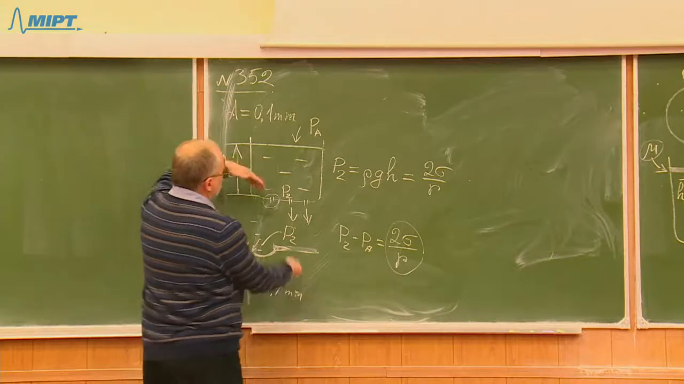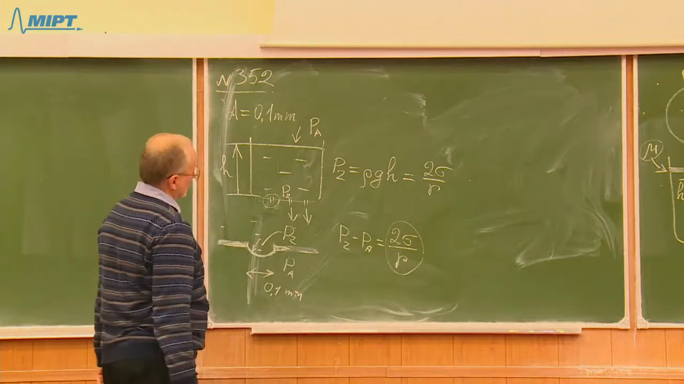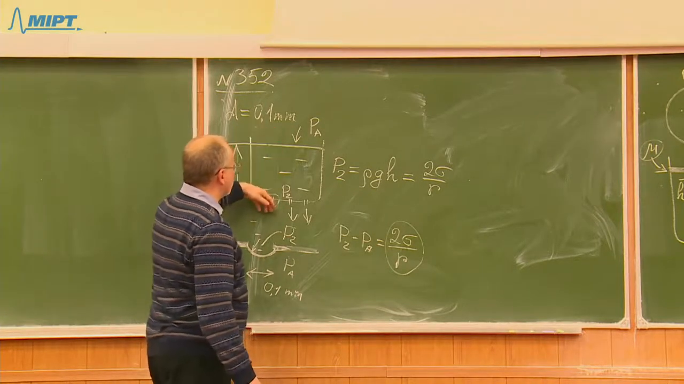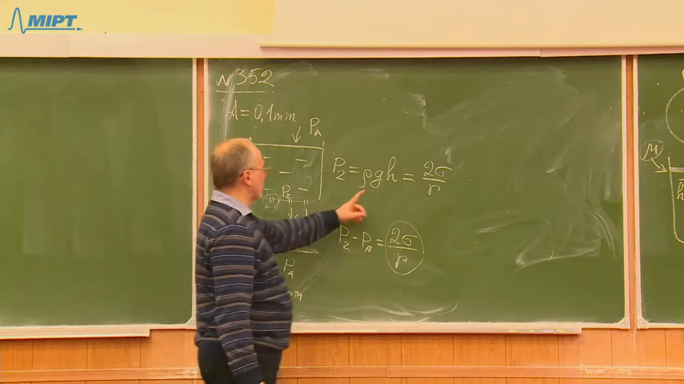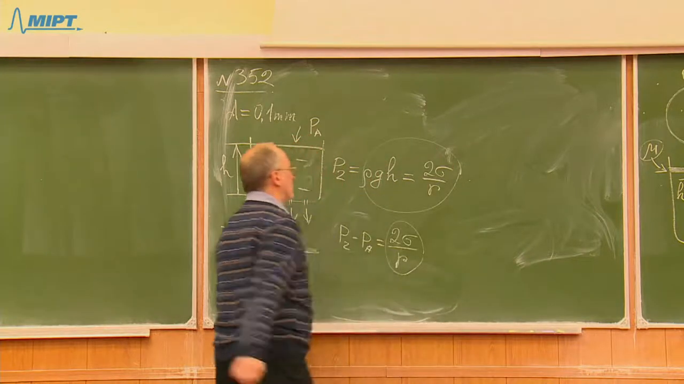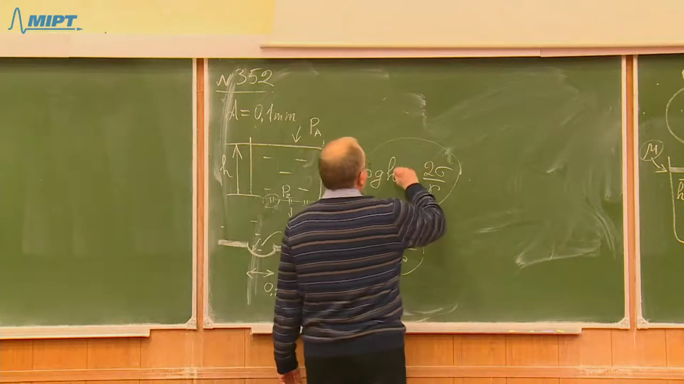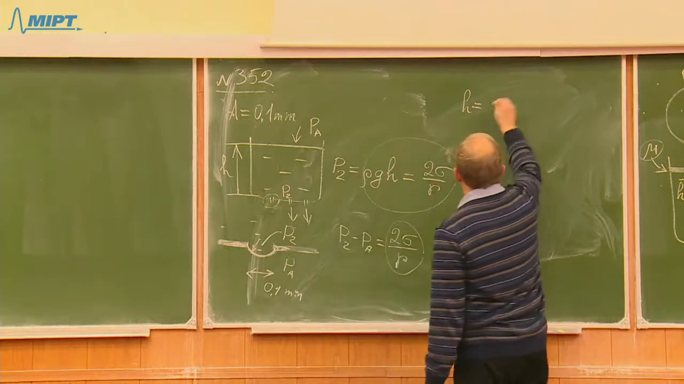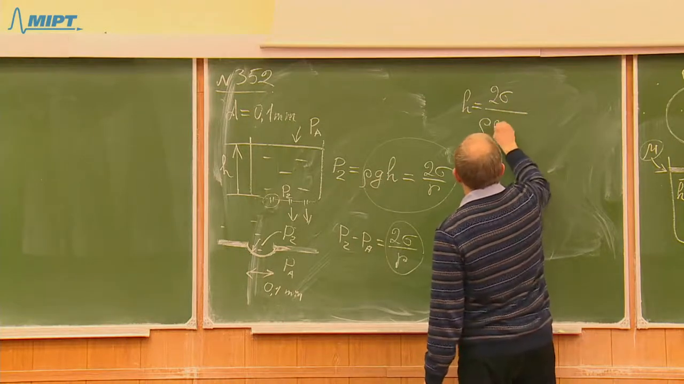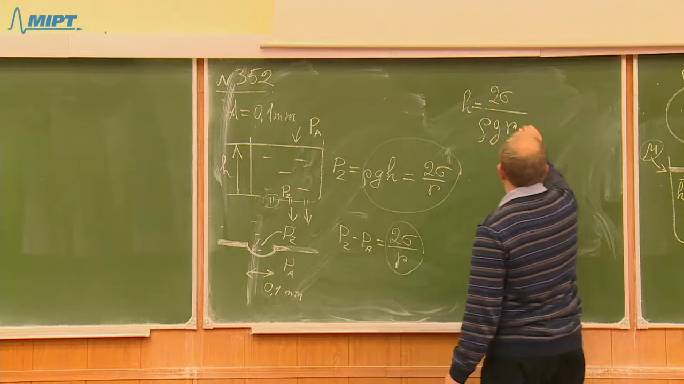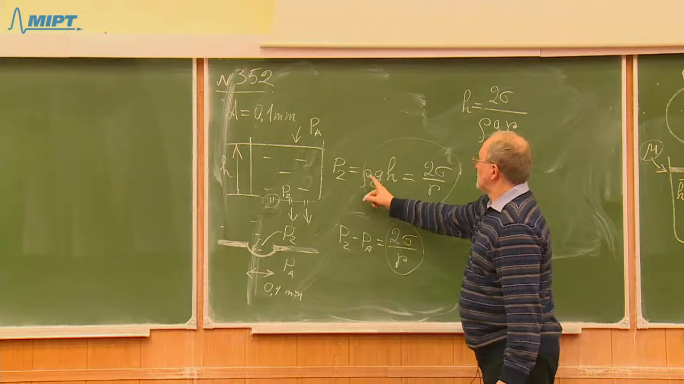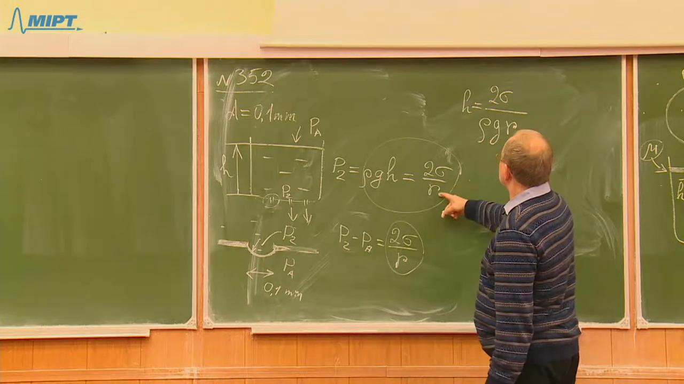So these two atmospheric pressures will actually cancel, and we must take into account only the additional pressure created by the water column of height h. That is why I don't take into account the atmospheric pressure in my final formula to solve this problem. So the maximum h from this formula will be given by 2 sigma divided by rho g and the radius of the hole remaining here. The maximum height: rho g, 2 sigma and radius.